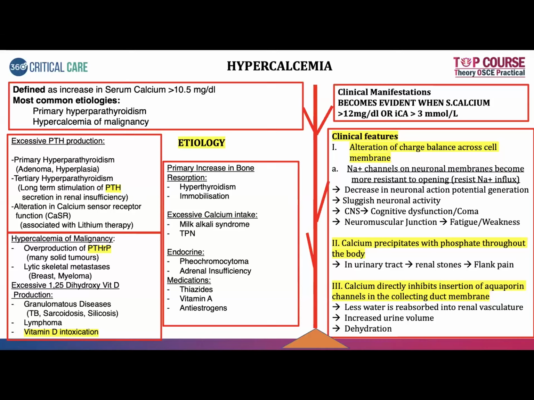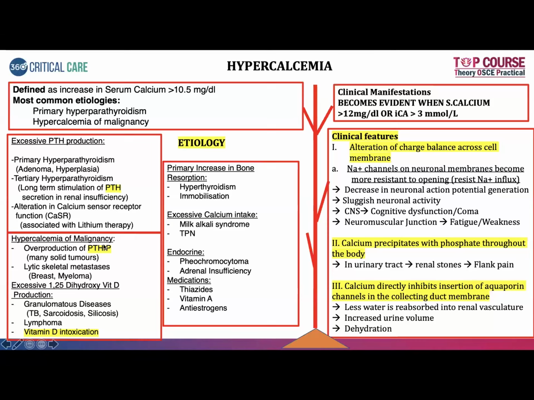Tertiary hyperparathyroidism, when does this happen? In patients with renal failure, there will be low calcium levels, which cause feedback and an increase in parathormone. Ultimately, there can be hypertrophy leading to high parathormone secretion. Okay, that is one. And patients with alteration in the calcium sensor receptor function and lithium therapy. So these are associated with high parathormone production.